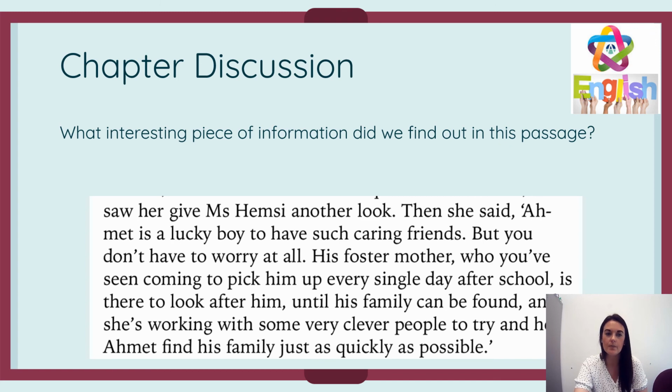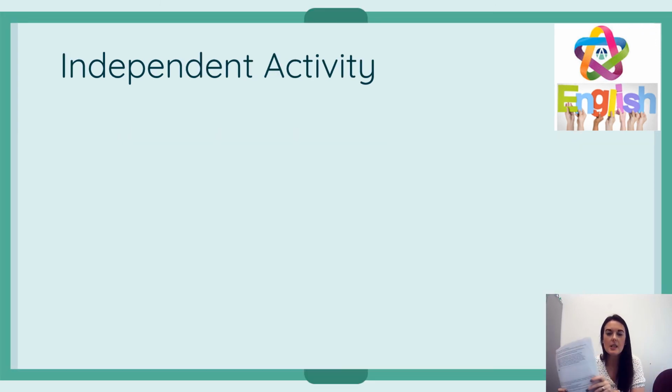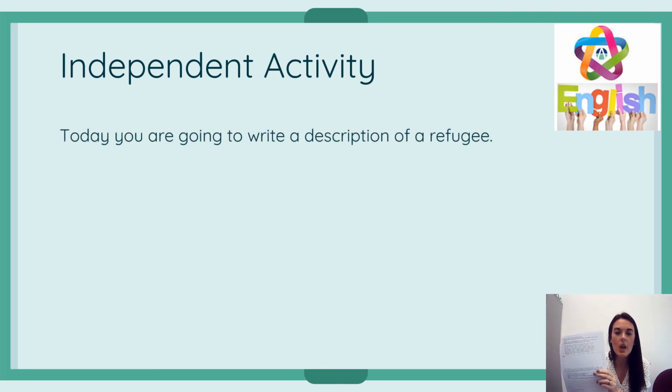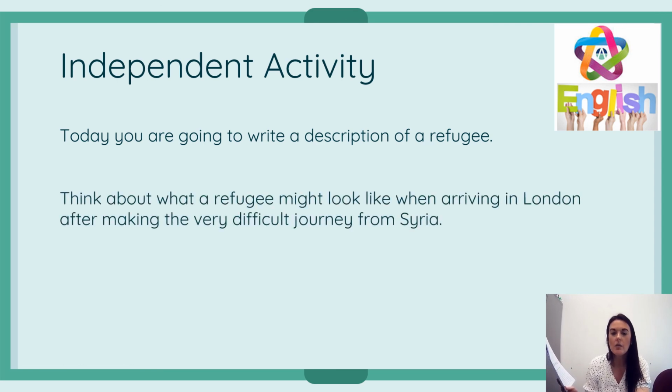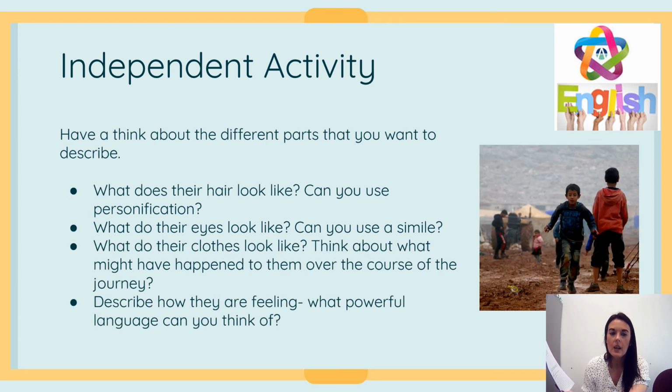Pause the video now. Okay, today's independent activity is in your booklet. It's not a massively long one. What I want you to do is write a description of a refugee. I would like you to think about what a refugee might look like when arriving in London after making the very difficult journey from Syria. Think about what their hair might look like. Could you use personification? What do their eyes look like?